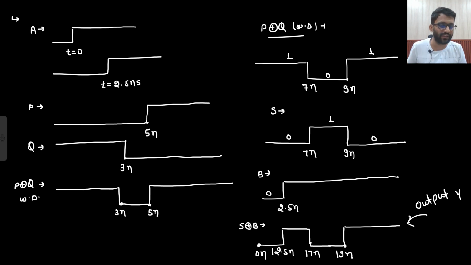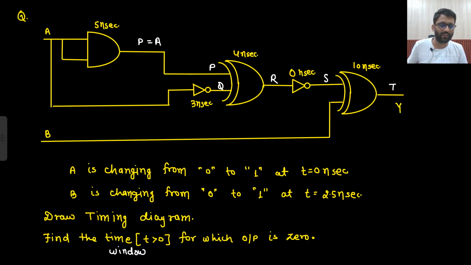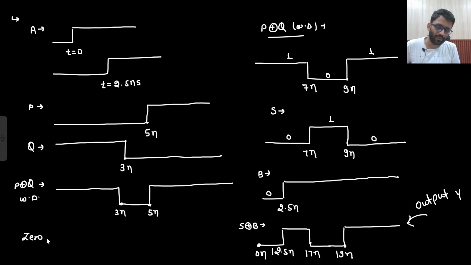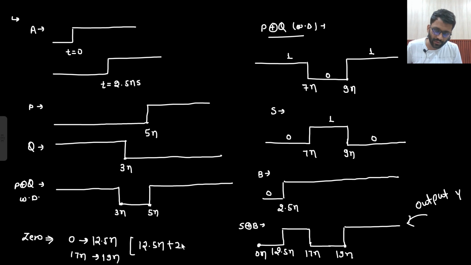Now for how much time it is 0? Find the time for which it is 0. It is 0 for 0 to 12.5 nanosecond and 17 nanosecond to 19 nanosecond, which implies 12.5 nano plus 2 nano, that is equals to 14.5 nanosecond. So for this much of time it is equals to 0. That's it. So this is the concept of timing diagram. This is how you draw the timing diagram. So in GATE examination, if these kind of questions come, you will be able to draw the timing diagram and then tell the final answer.